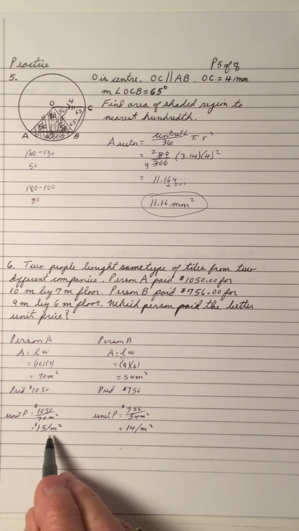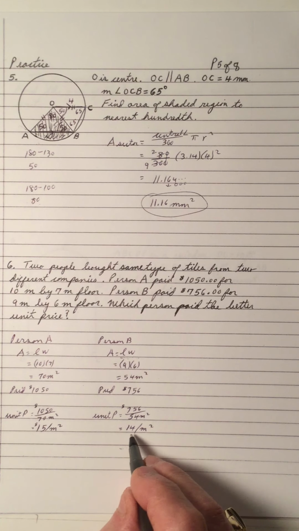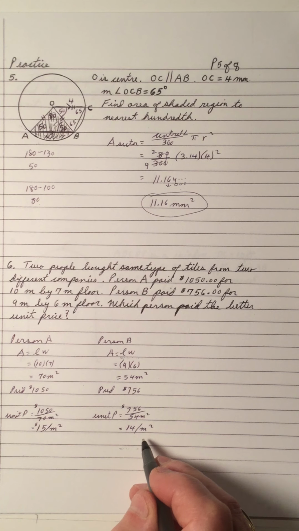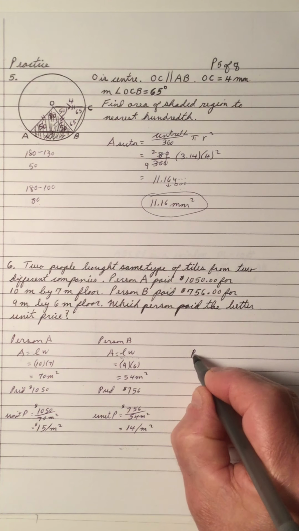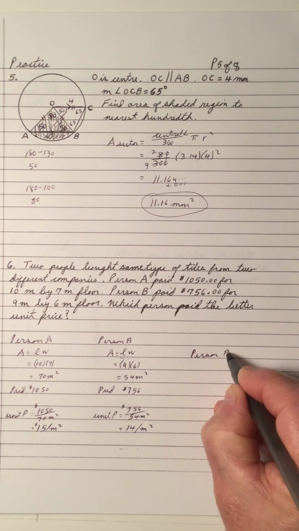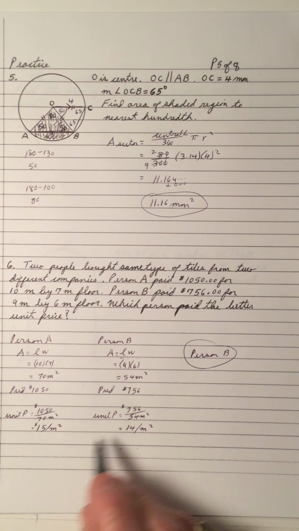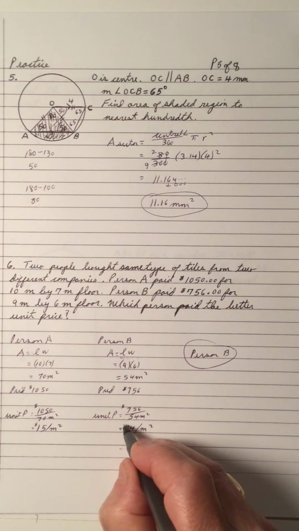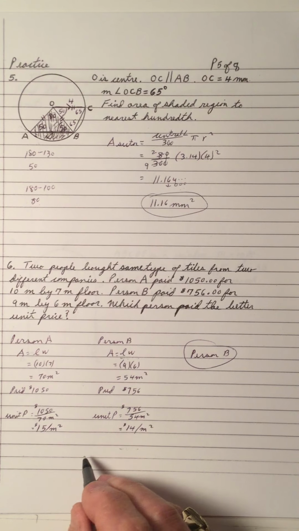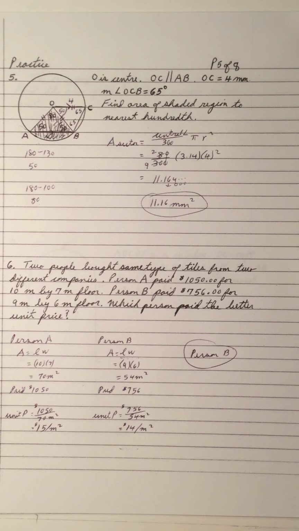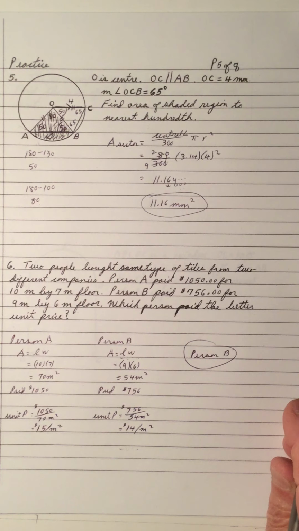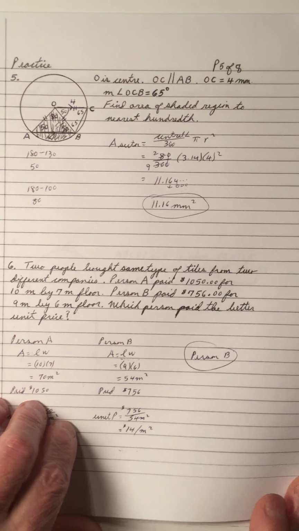Notice person A paid $15 a square meter. Person B paid $14 a square meter. So the better unit price is the less you pay per square meter. So person B is better by $1 per square meter less. Again, that's $14. So the better price is the fewer dollars you pay per square meter. So person B got the better deal for the same type of tiles.